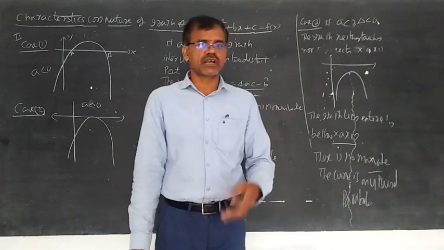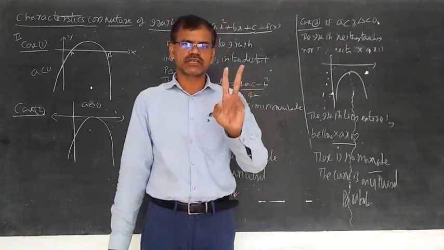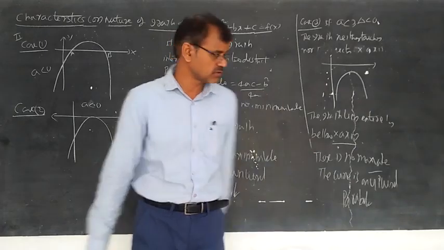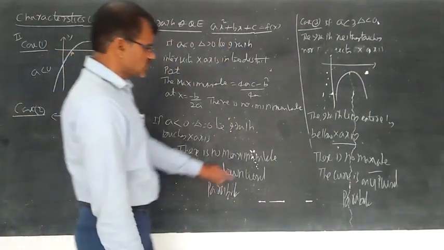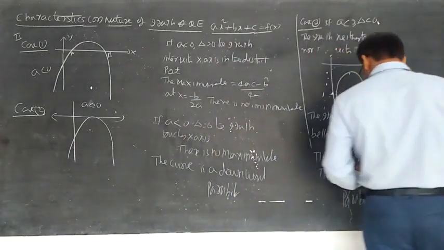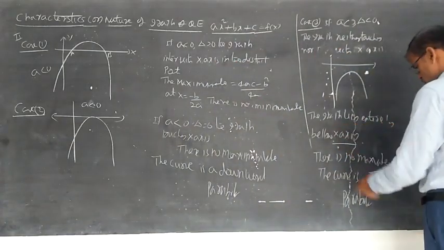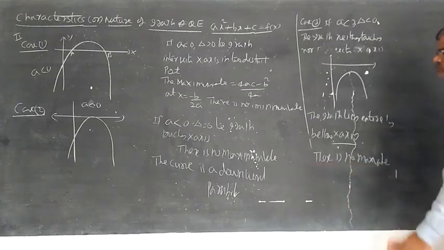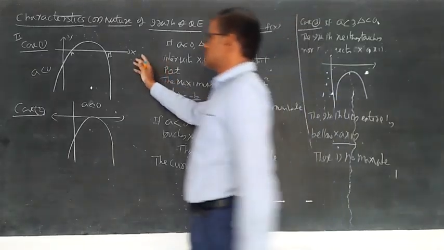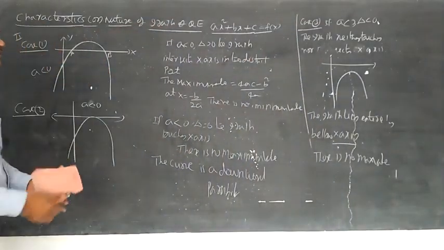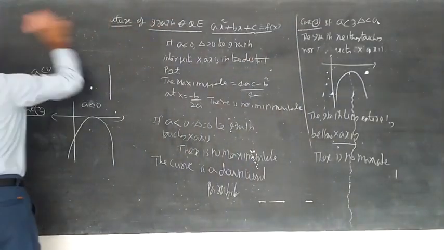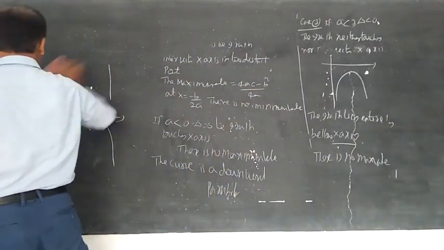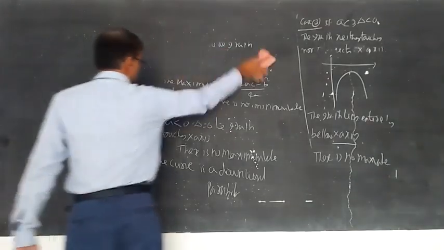Same characteristic for everything. Delta greater than 0, intersecting at two distinct points. Delta is equal to 0, simply touching. Delta less than 0, no touching, no intersecting. That's all. Below the axis there is no maximum value also. Here you can write the graph is a downward parabola. For everything, if a less than 0, the graph is a downward parabola, and a greater than 0, the graph is an upward parabola. Now we can write the characteristic or nature of a curve.